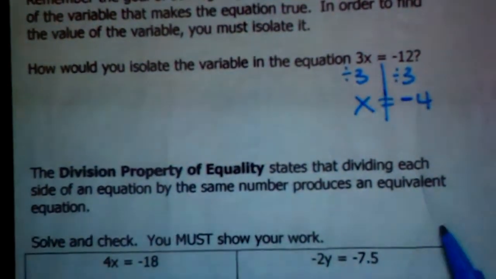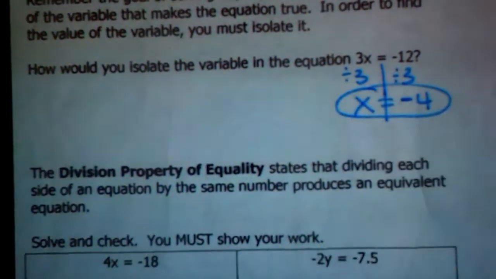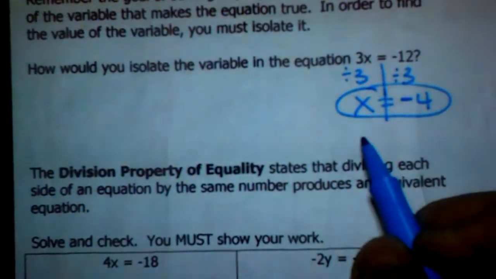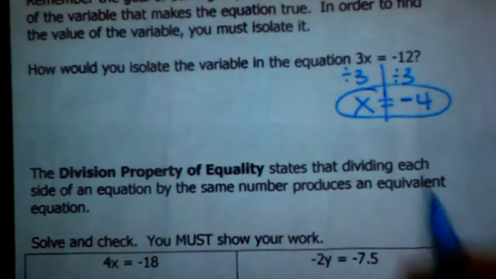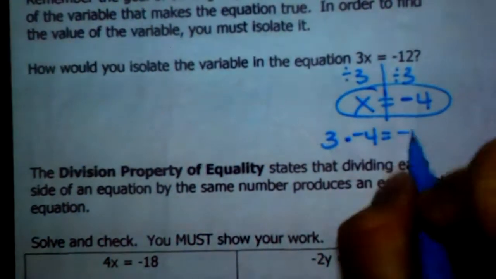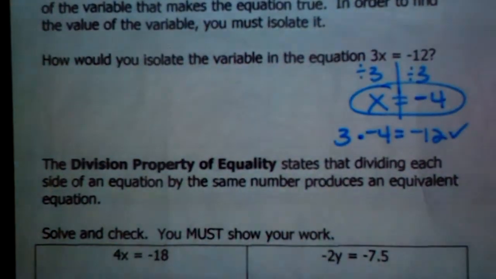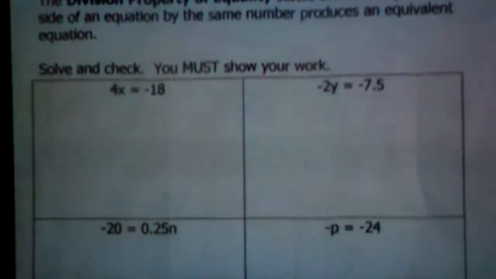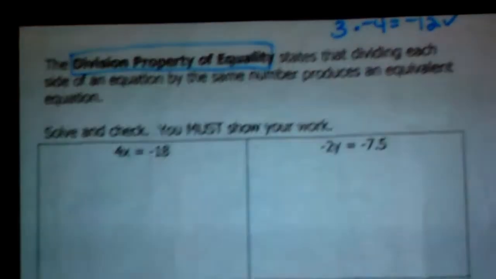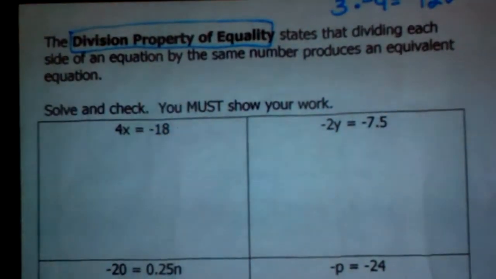To check to make sure this works, and I'm not just telling you nonsense, plug it in. 3 next to x means 3 times x. That's why it's called a multiplication equation, because the variable is being multiplied. 3 times negative 4 means 3 times x should equal negative 12. Does it? Yes! So I wasn't lying. That's exactly how you do it. The reason you're allowed to do this is the division property of equality, which says that dividing each side of the equation by the same number makes an equation that's equal to it.